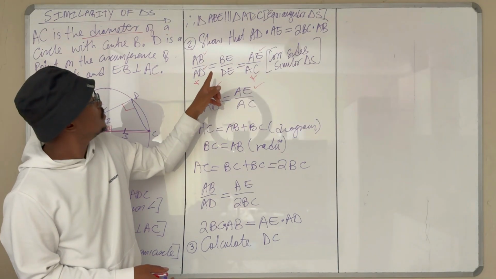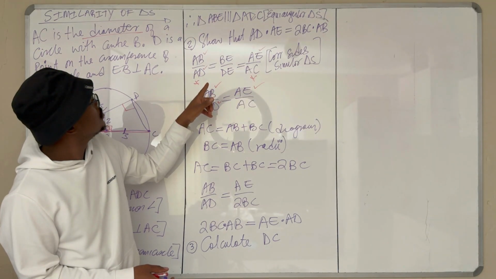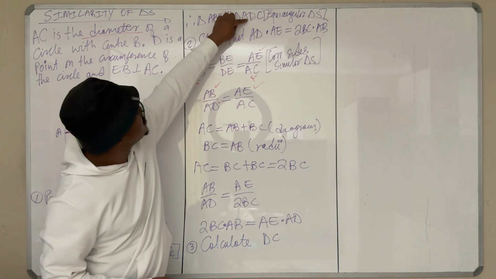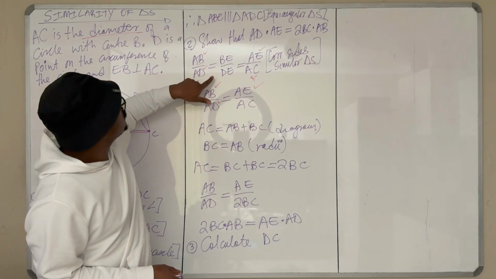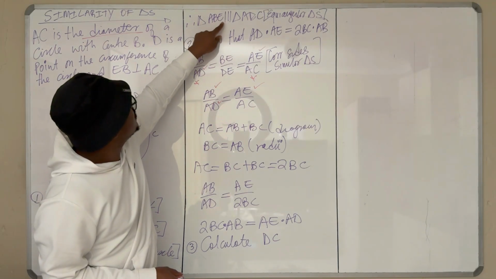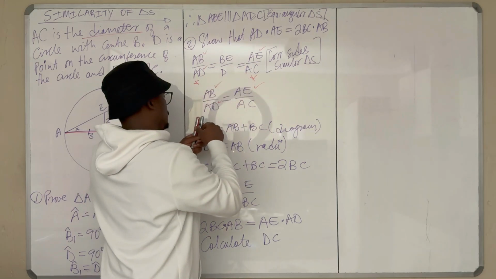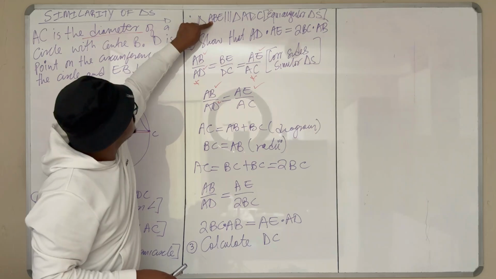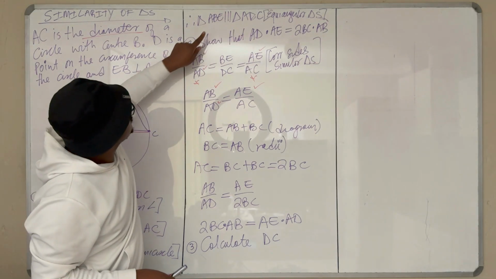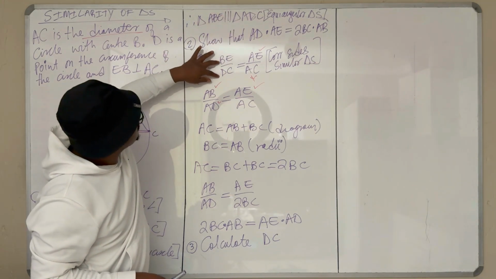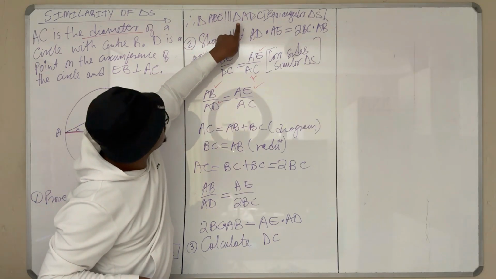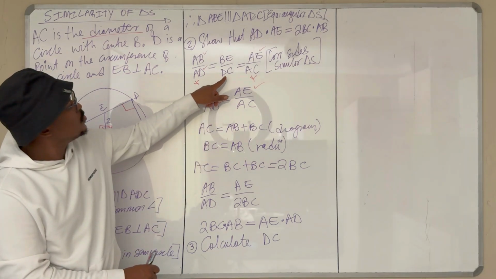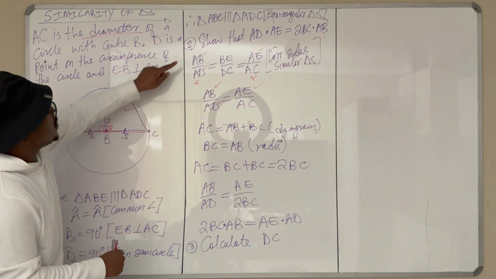Do you see? Where is it? DC. This was ADC, right? So it was supposed to be BE over DC. So this was supposed to be DC over here. Because look, it's AB over AD, BE over DC, and AE over AC. So there is a DC. So we want to find your DC.